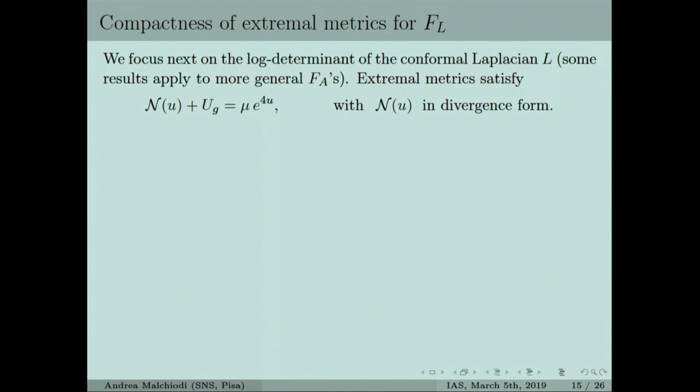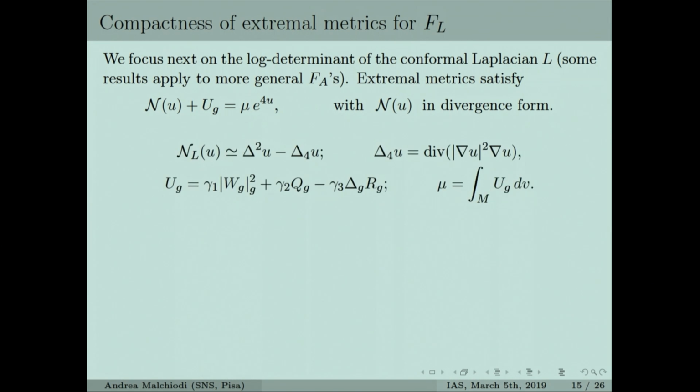As a toy model, you can have in mind the sum of the bilaplacian and the 4-Laplacian of u. The 4-Laplacian of u is the divergence of |grad u| squared times grad u. So these are two operators of different orders, but with the same scaling properties. If you dilate u, considering u of lambda x, they scale in the same way.